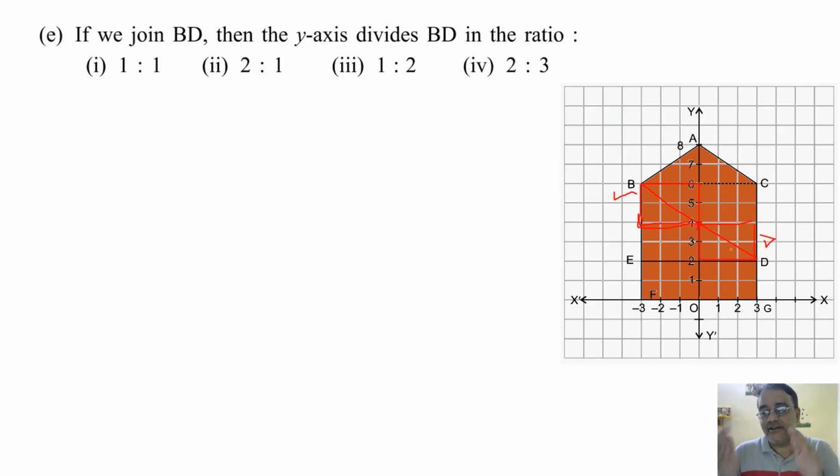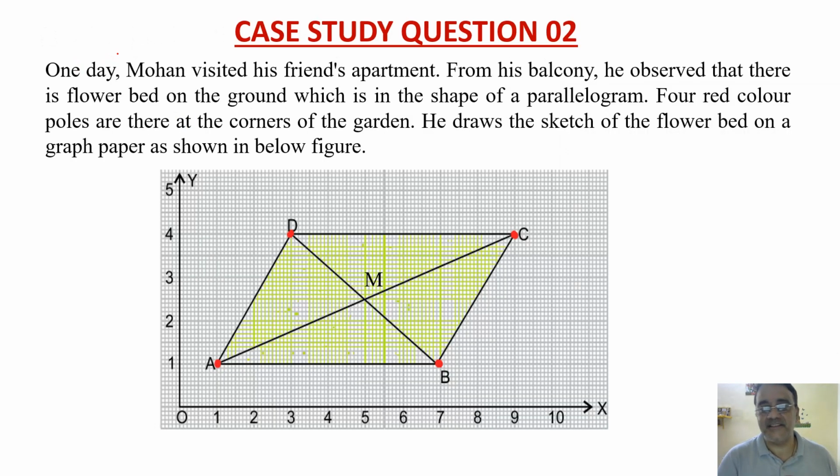Otherwise you can use your visual sense also. This is the midpoint. So if this point is the midpoint on y axis, so the ratio is 1:1 and the correct answer is say this one. ध्यान से देखो ये जो point है ये midpoint है and the ratio is 1:1. This is clear all of you? Yes, sir. Okay, so now we are moving toward the second case study question.